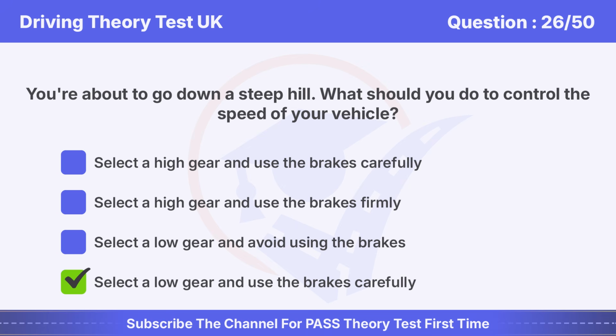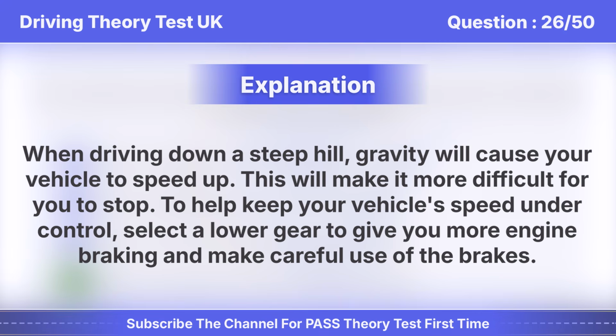Answer is D. Select a low gear and use the brakes carefully. When driving down a steep hill, gravity will cause your vehicle to speed up. This will make it more difficult for you to stop. To help keep your vehicle's speed under control, select a lower gear to give you more engine braking and make careful use of the brakes.